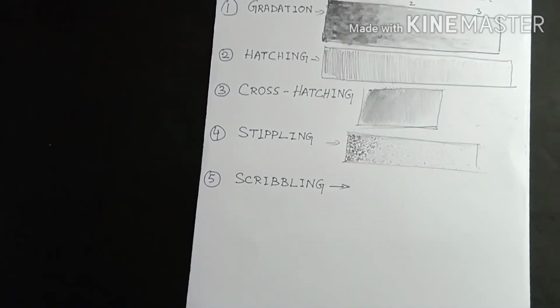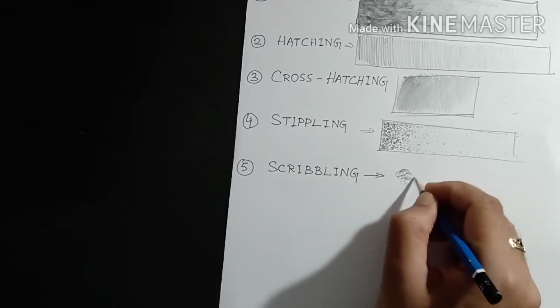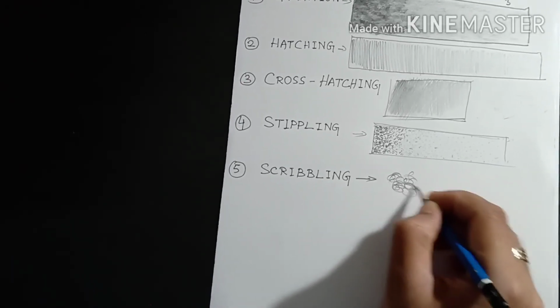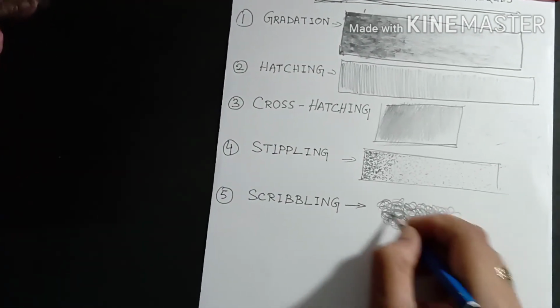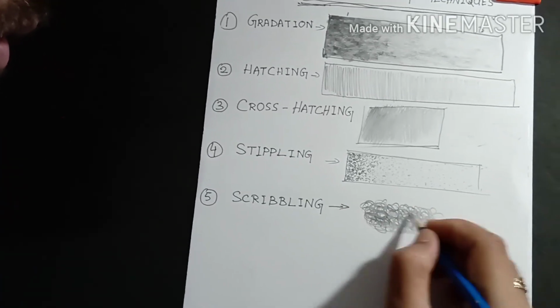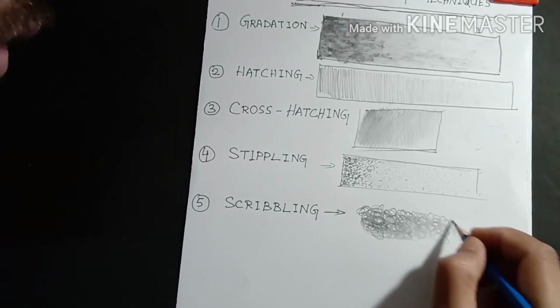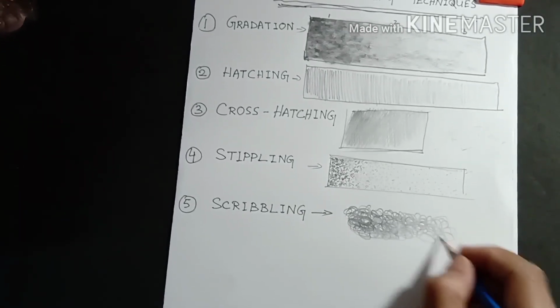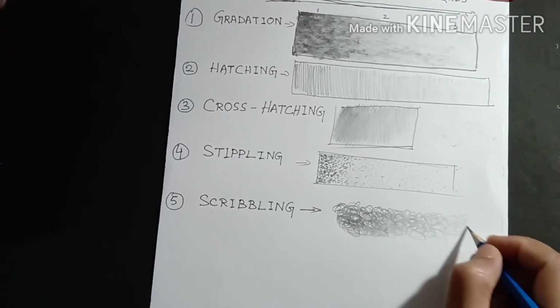Now the last one is scribbling. Scribble means, here also you have to follow that dark, medium and light tone. These tones are very important for drawing.